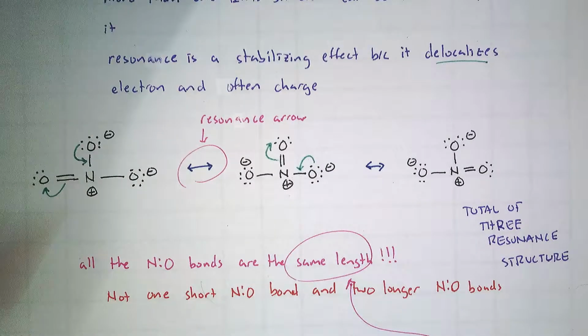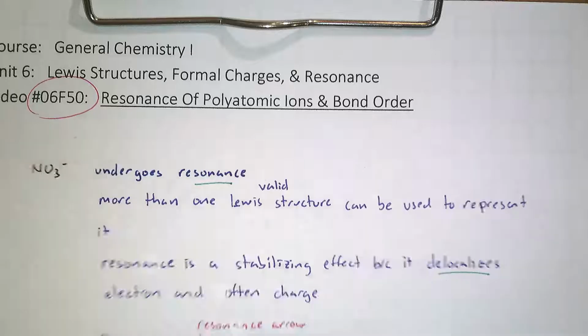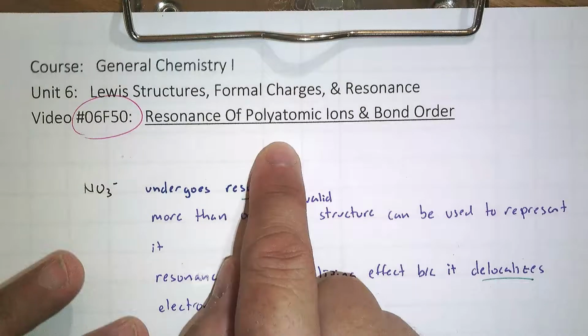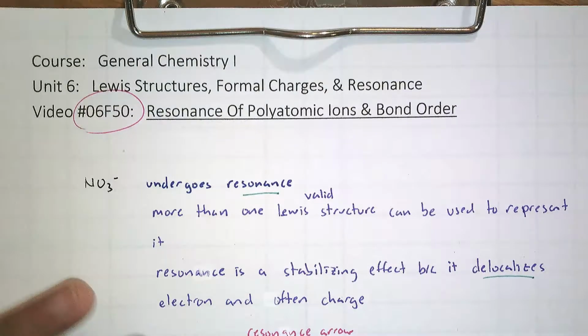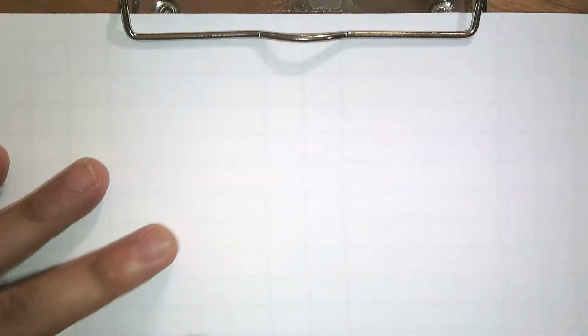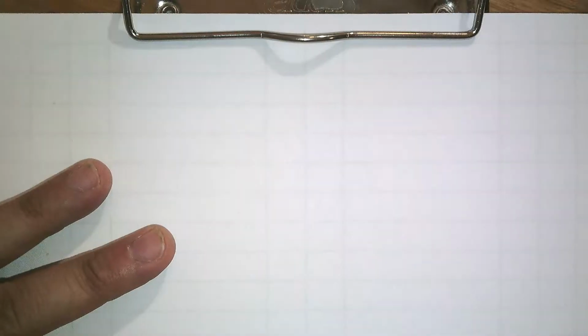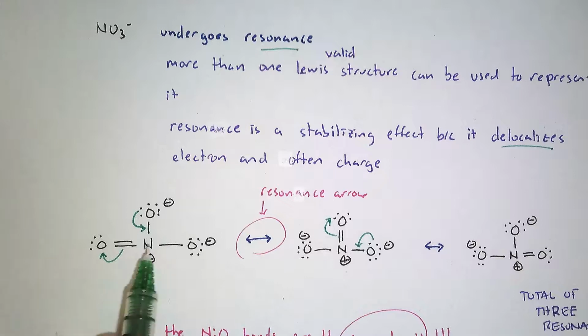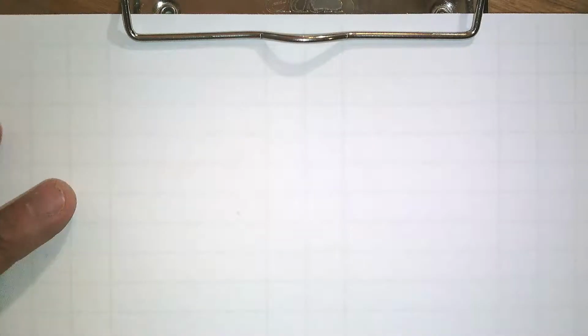Let me go through one other example, because I did say that a lot of times your polyatomic ions will undergo resonance. Now, we're looking at resonance right now, but don't go forcing resonance. Not every molecule can have resonance. Most of the polyatomics can, but not all. It's the ones that actually have double bonds and negative charges that typically have resonance. It's the ones where you can move the electrons to get another valid Lewis structure. Okay. Let me do carbonate.